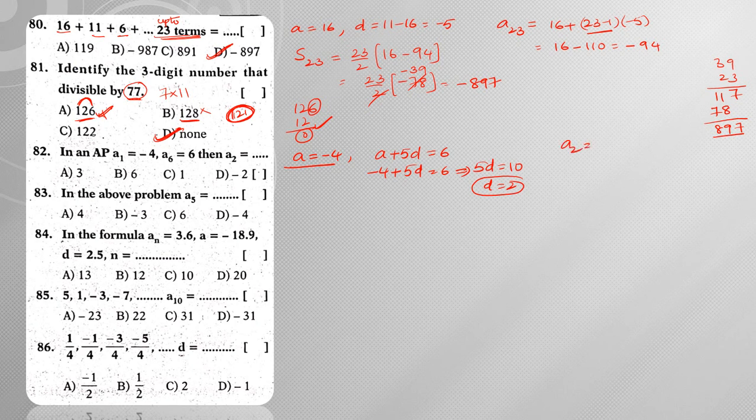Now what is he asking? A2. A2 means A plus D. A is minus 4, plus D is 2. Minus 4 plus 2 is minus 2. Hence the answer is minus 2.